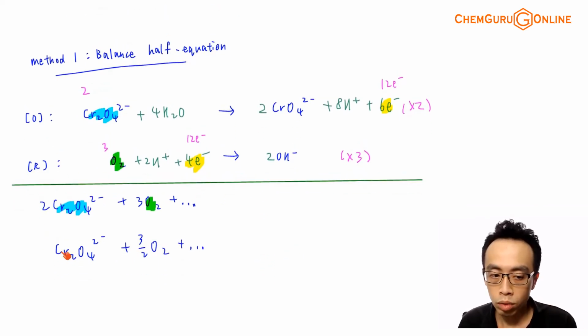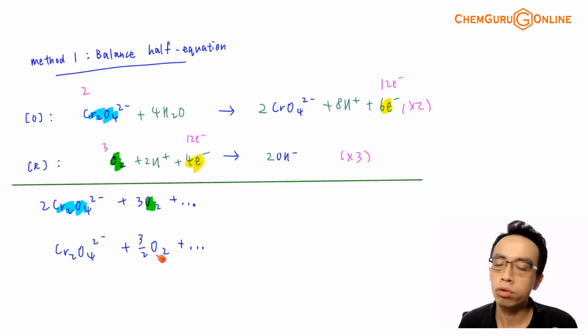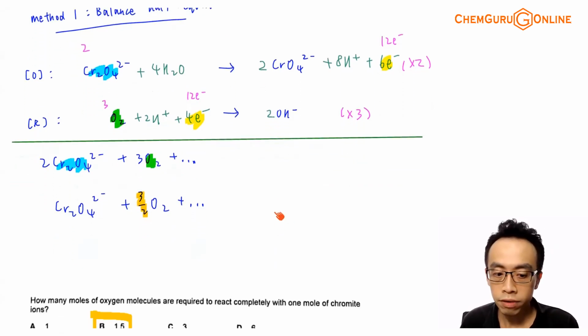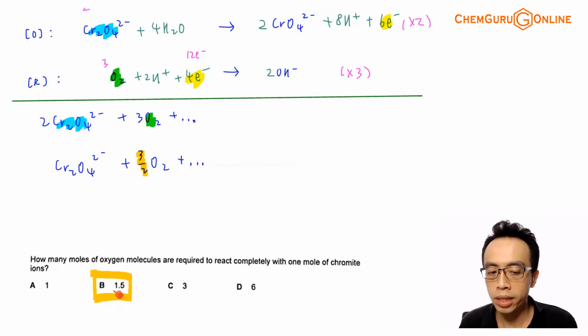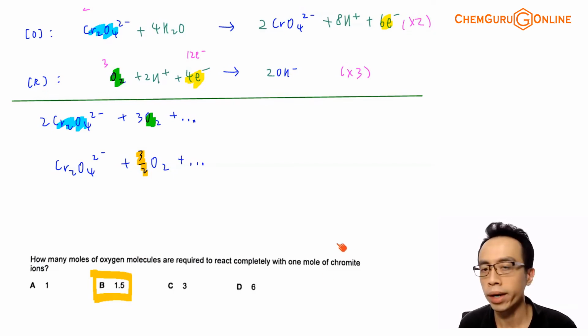Now I know that 1 mole of chromite ion will react with 3/2 moles of O2. So the answer is out. We already know this will be 3/2 moles or 1.5. So the answer to this question will be B. 1.5 moles of oxygen molecule is required to react completely with 1 mole of chromite ions.